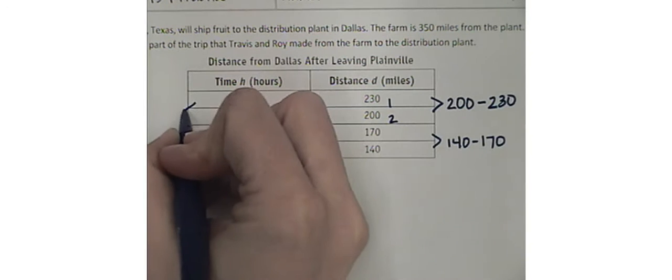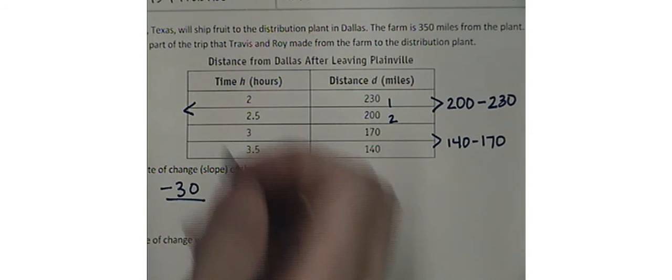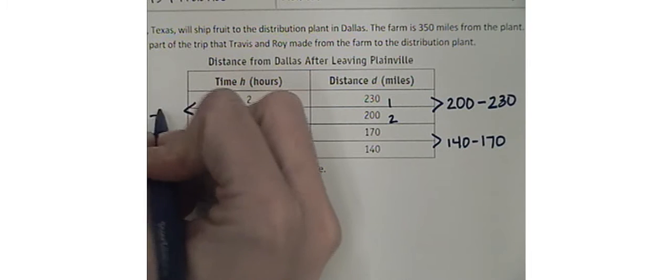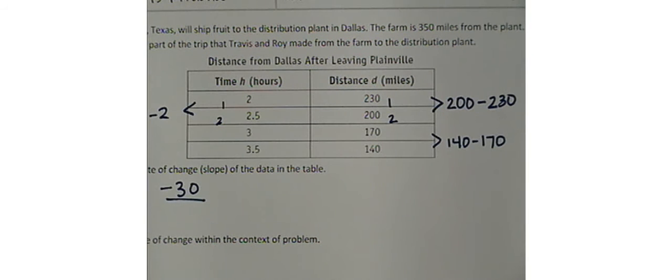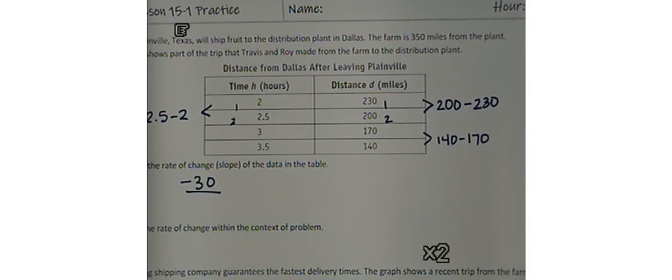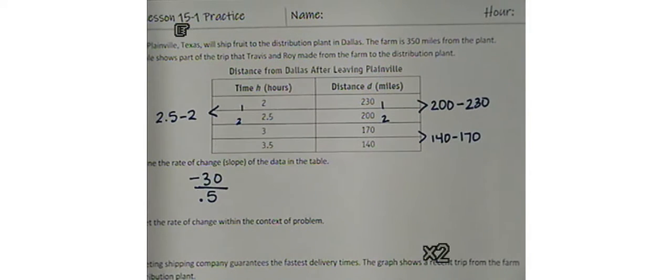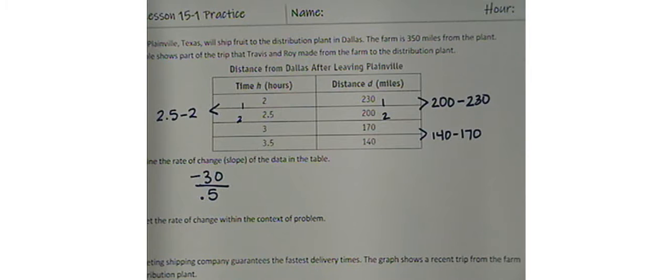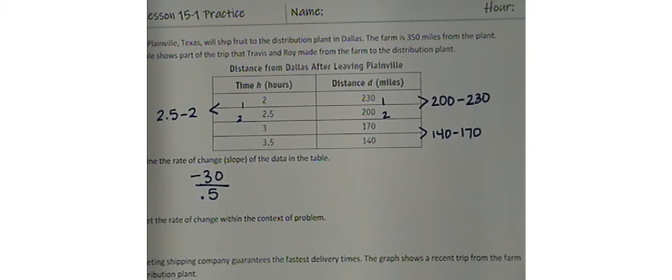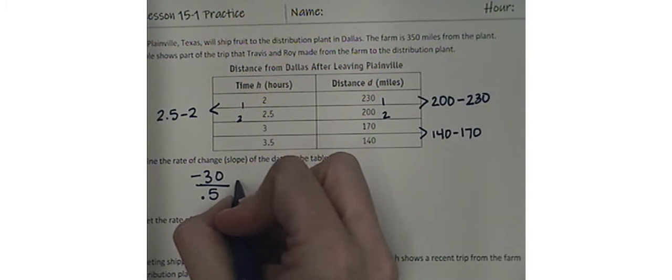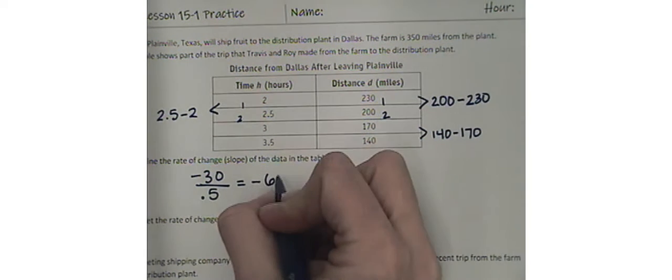And what about in our time? 2.5 minus 2. What are we going up by here? We're going up by 0.5 every time. So negative 30 divided by 0.5. Type that into your calculator. We get negative 60.